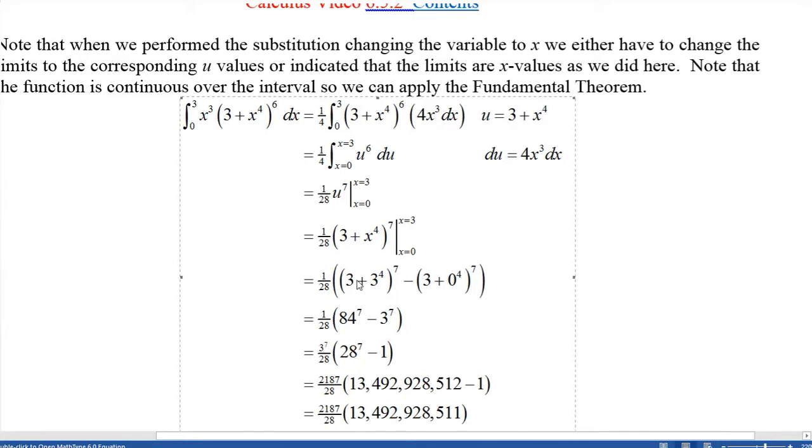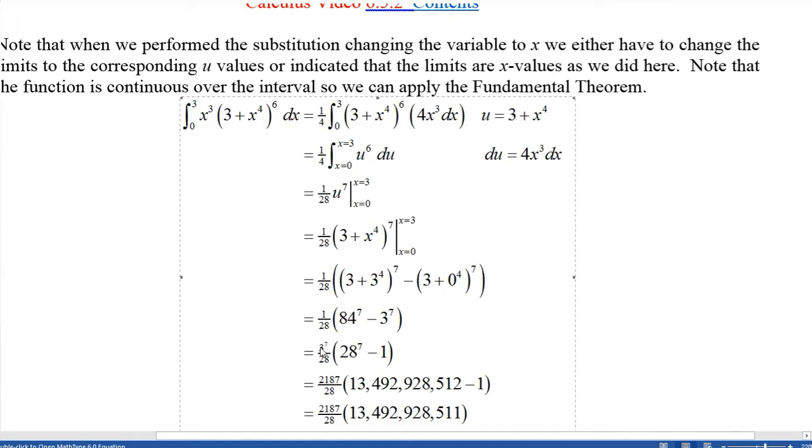3 to the 4th is 81 plus 3 is 84, so we have 84 to the 7th. And then 0 to the 4th is 0 plus 3 is 3, so this is 3 to the 7th. These both have 84 as a factor of 3, so I can factor out a 3 to the 7th, which I put on the numerator here, and that left 28 to the 7th here and 1 to the 7th here.